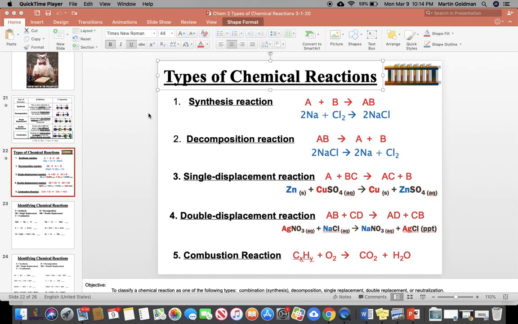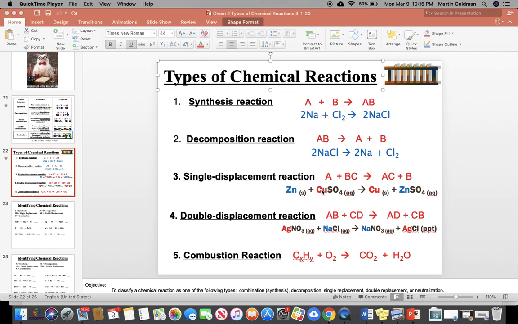Here, looking at the PowerPoint of the 5 different types of chemical reactions, we have the synthesis reaction, which has 2 things coming together to form one. Decomposition reaction, which is the opposite, where you have 1 thing breaking up into 2 things. We have a single displacement or single replacement reaction, where you have one replacing the other one.